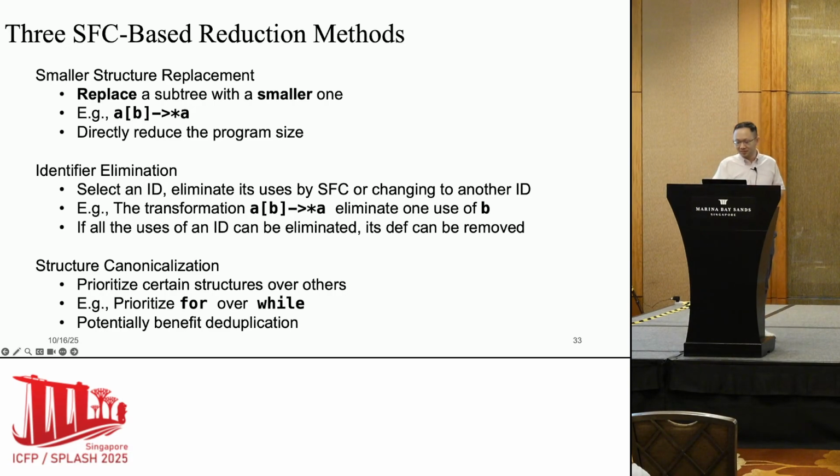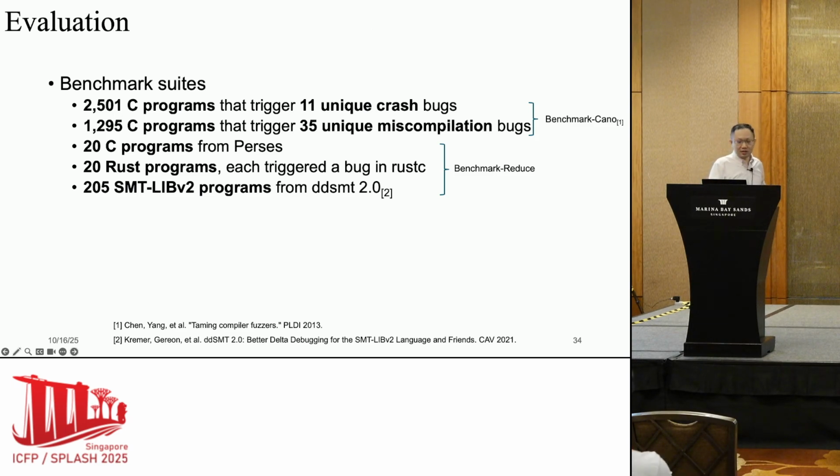So in the evaluations, we use 2 benchmarks to evaluate our approach. The first one has around 2,000 C programs that trigger 11 unique crash bugs, and also 1,000 programs that trigger 35 unique missed compilation bugs. And the second benchmark contains 20 C programs, 20 Rust programs and SMT programs. The first benchmark basically focuses on the canonicalization problem, and the second benchmark focuses on the reduction problem.